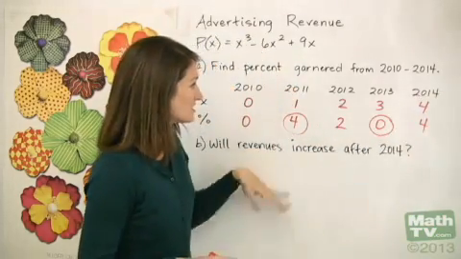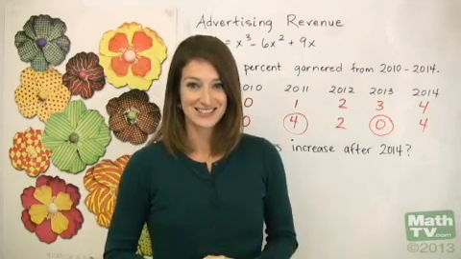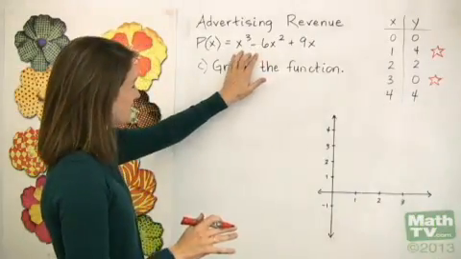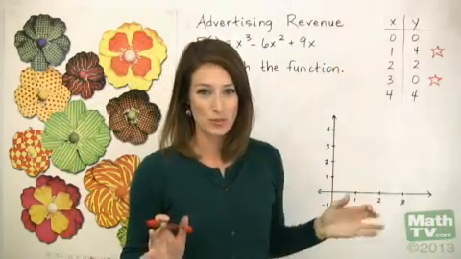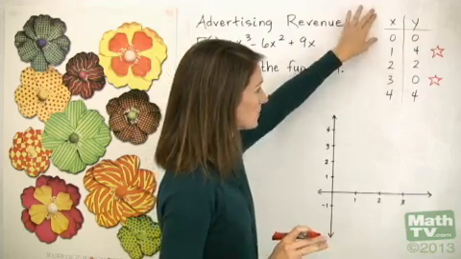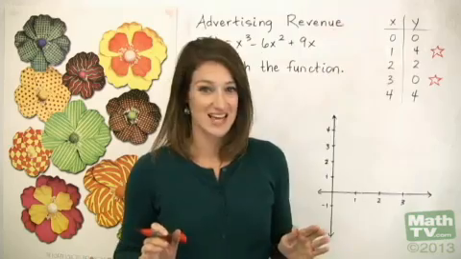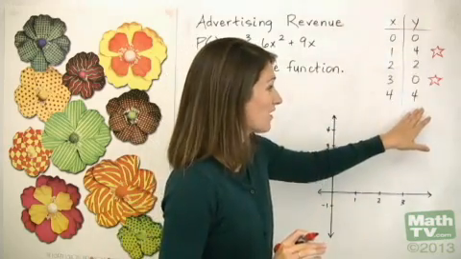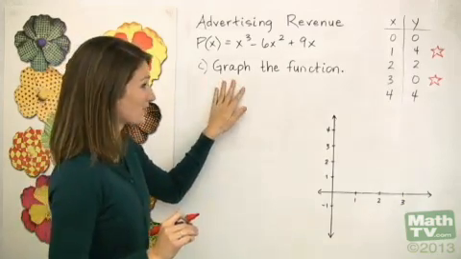So now let's use some of this information, and then we'll create a sign chart and graph this function. Here's our advertising revenue function, and I've moved our values in the table that we did in the first part of the problem over here. We have our X values, which represent the years since 2010, and the respective Y values, which is the percent of ad revenue. So we need to graph this function.